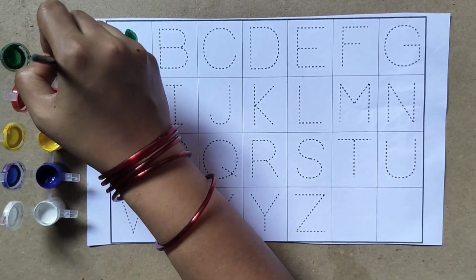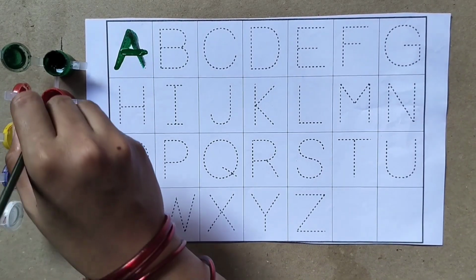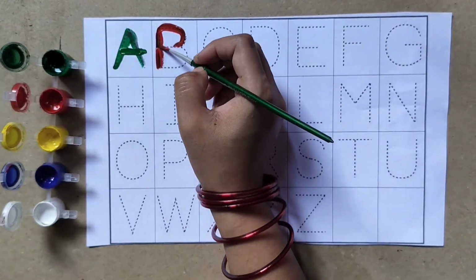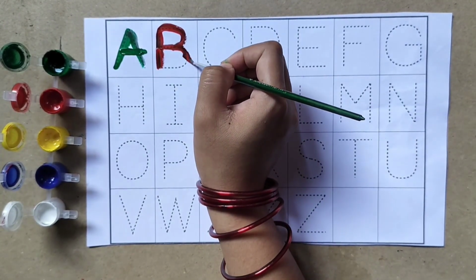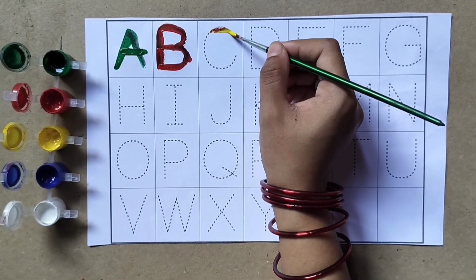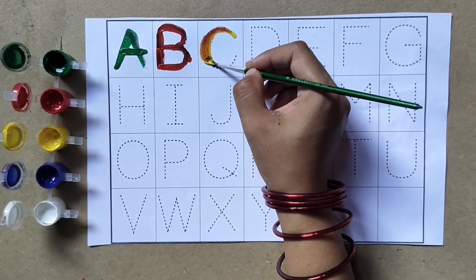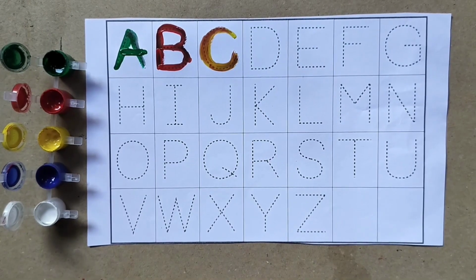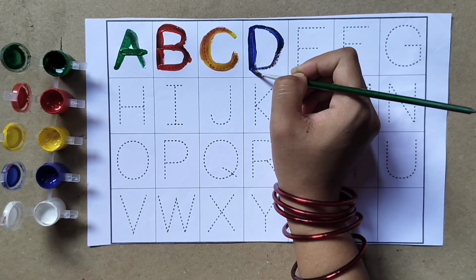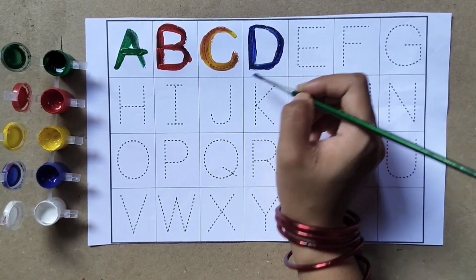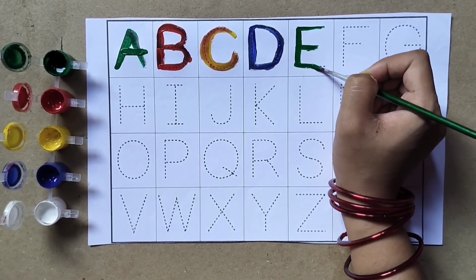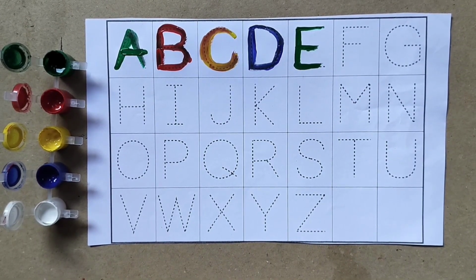A for apple. B for balloon. C for cat. D for drum. E for elephant.